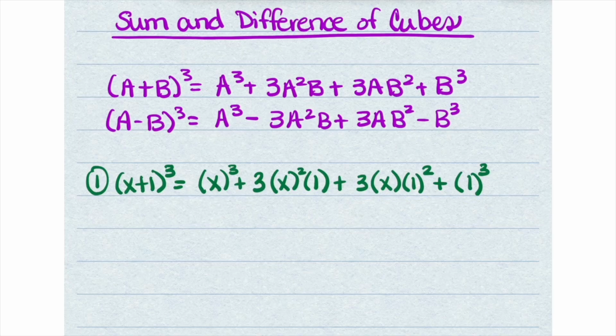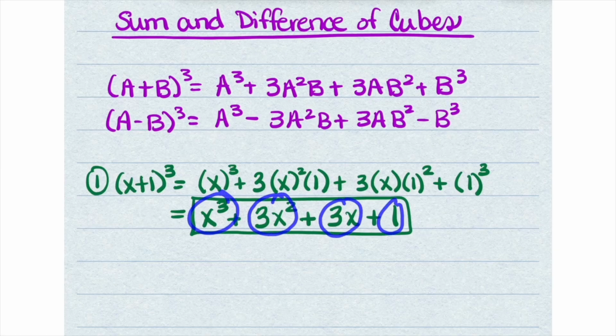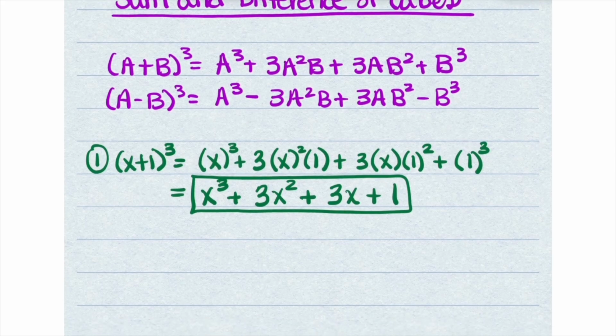Y'all see that? So this is x cubed. This is 3 times 1 times x squared. 3 times x times 1 squared. And then 1 cubed is just 1. Easy? This is a polynomial of degree 3 because it has 4 terms. So we just call it a polynomial. Okay? 4 terms, and we just call it a polynomial. Easy? I sure hope so.